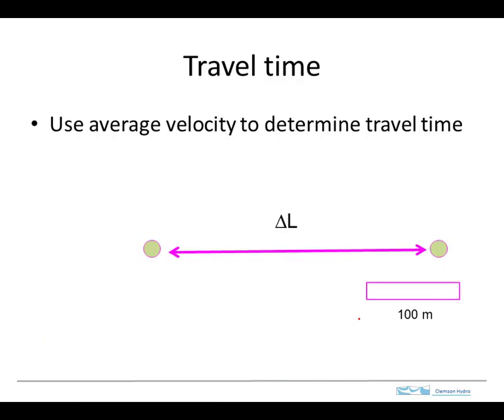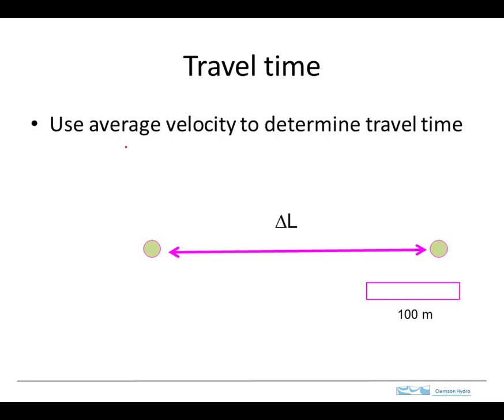Okay, so we'll also be interested in travel time, and this is the time that it takes for a particle of water to go from one point to another. And we'll be interested in this for a variety of reasons. If we had a contaminant that was moving with the water, and we knew how long it takes the water to go from point A to point B, then that would be how long the contaminants would take.